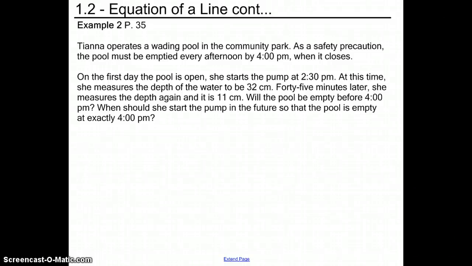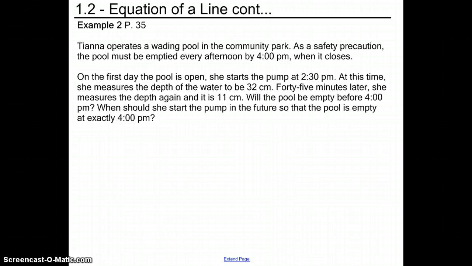All right, welcome back to Workplace 30. We're continuing on section 1.2, which is the equation of a line. So you can look to example 2 on page 35, and we're talking about draining this swimming pool.